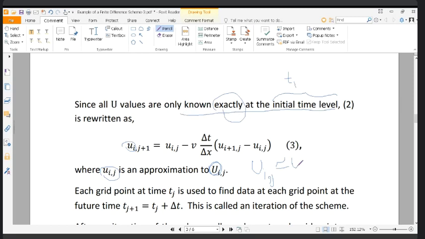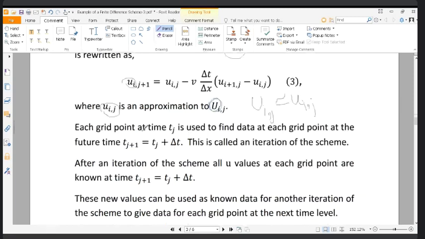Each grid point at time tj is used to find data at each grid point at the next time, tj+1 equals tj plus Δt. This is called an iteration of the scheme. Please pay attention.